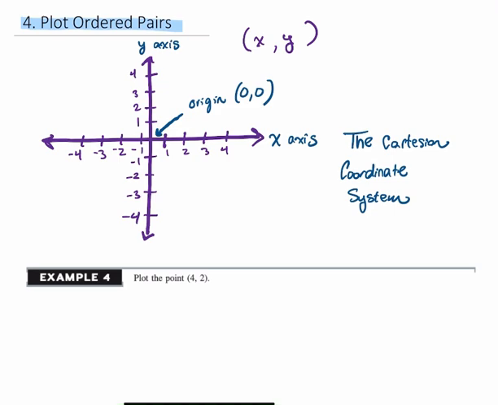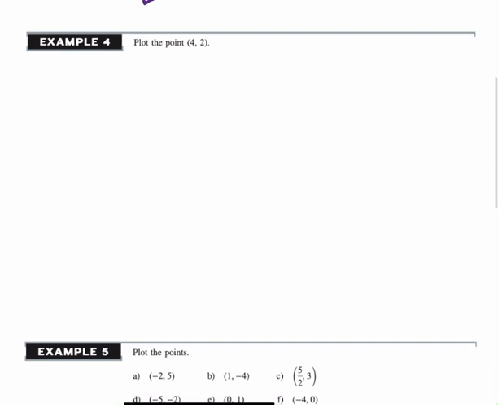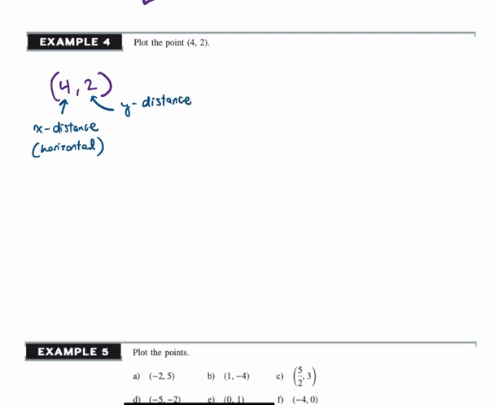So let's get some practice plotting some of these points. Let's look at our first example. Example 4 wants us to plot the point (4, 2). So again, the first term is our x value, and we can view that as a horizontal distance, so in the horizontal direction. And then our y value, we can view as a y distance, or a vertical distance.